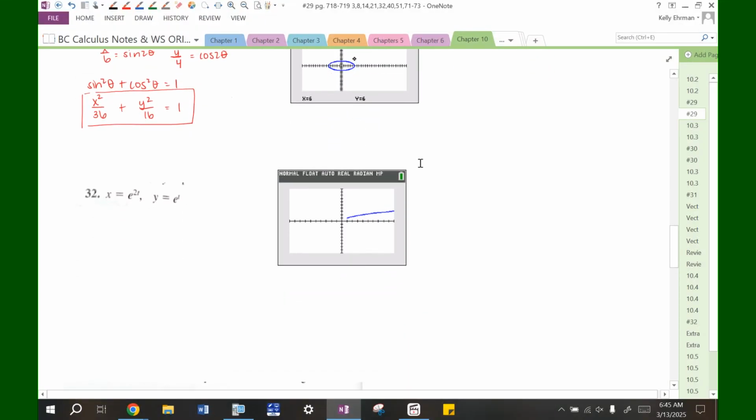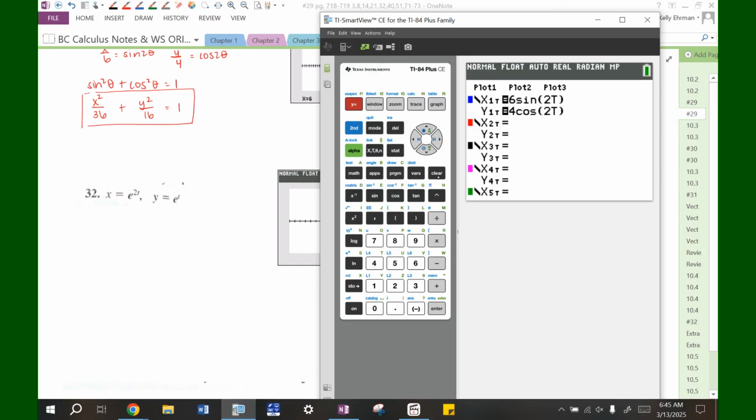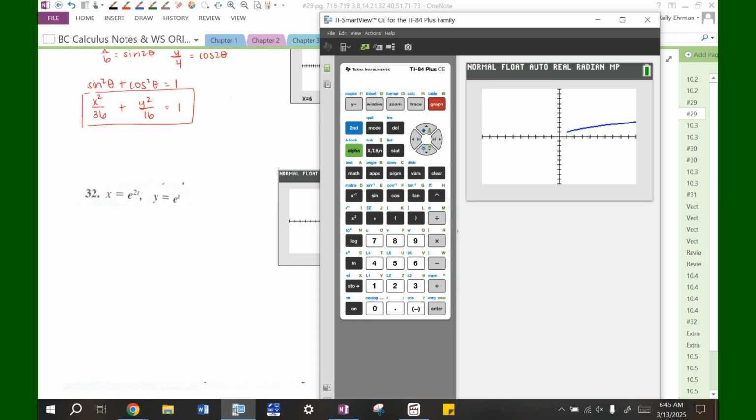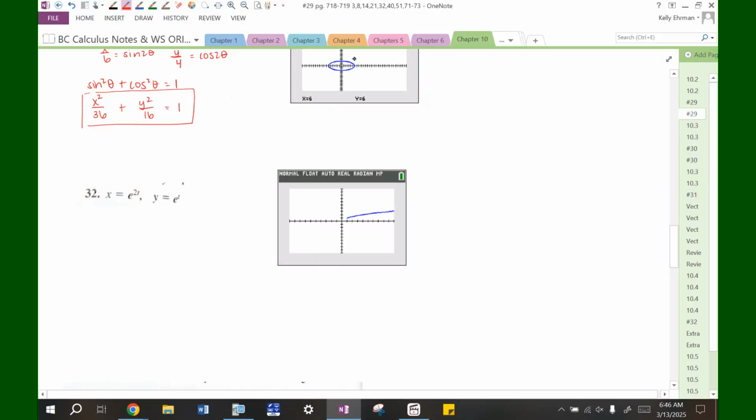All right, let's take a look at 32. So let's just graph it like they were saying. So this one is e to the 2t and just e to the t, I should say. Just press graph. Maybe that's like a square root type function. All right, so how do I eliminate the parameter on this one?